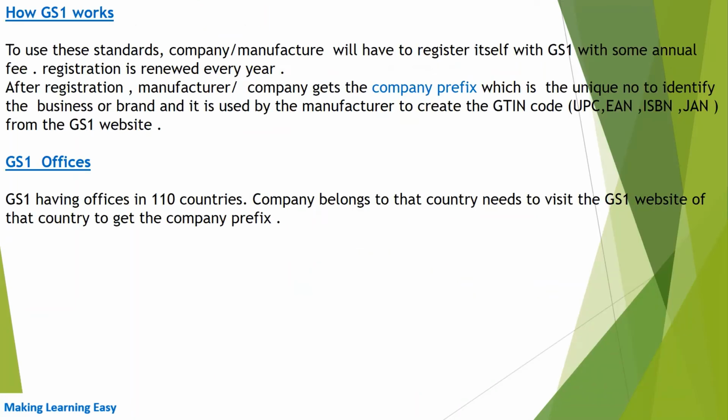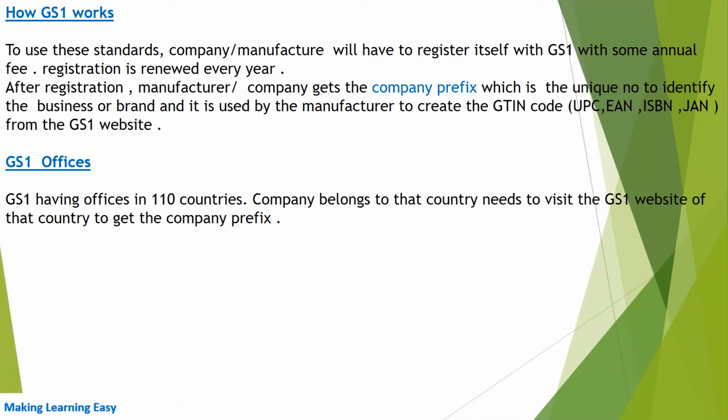How does GS1 work? To use these barcode standards like GTINs, the company or manufacturer will have to register itself with GS1 with some annual fee. The registration is renewed every year. After registration, the manufacturer gets one code called the company prefix, which is the unique number to identify your business or brand. It is used by the manufacturer to create the GTIN from the GS1 website. Company prefix is nothing but a unique code for your company or your brand.